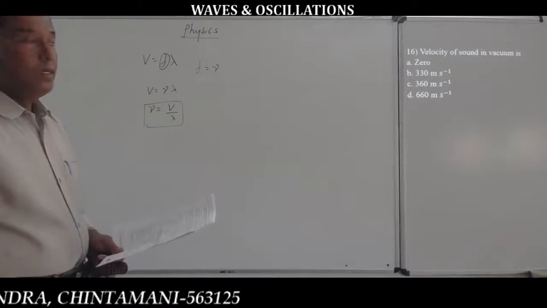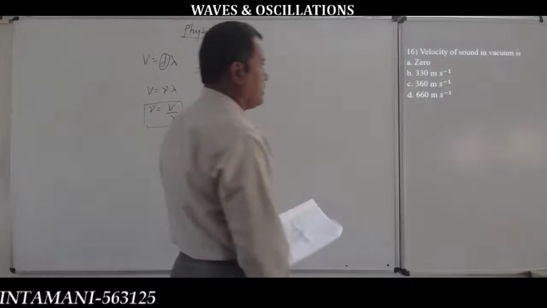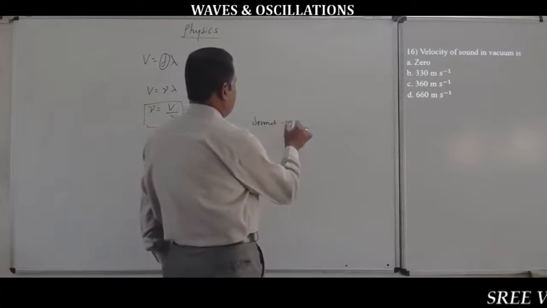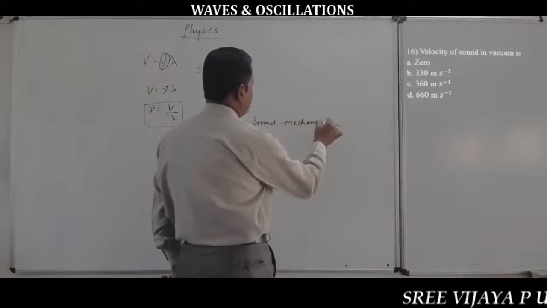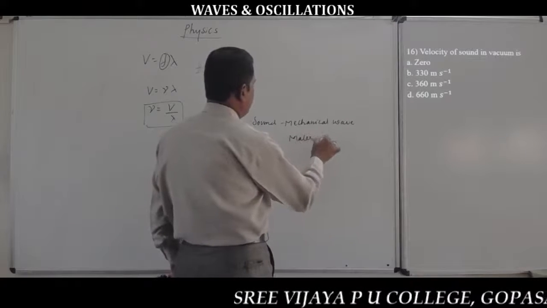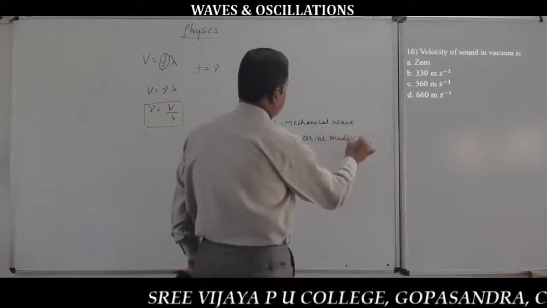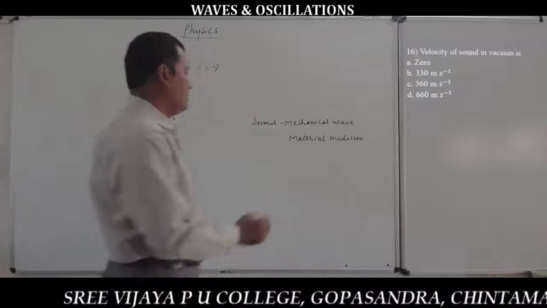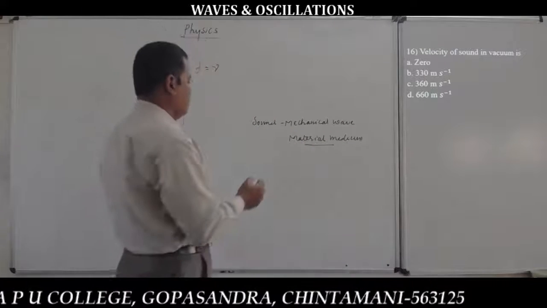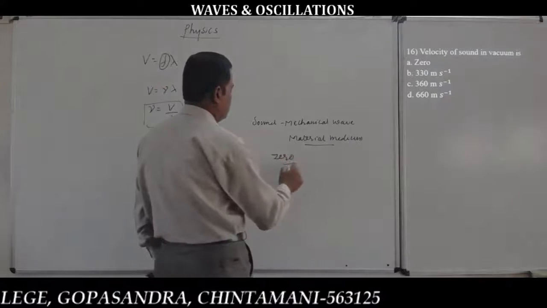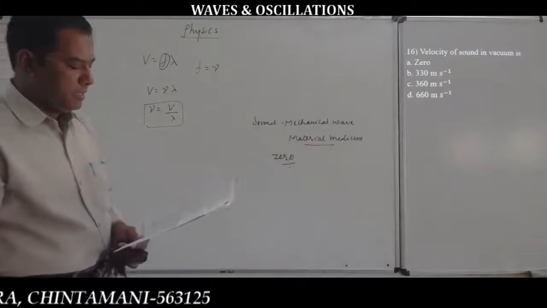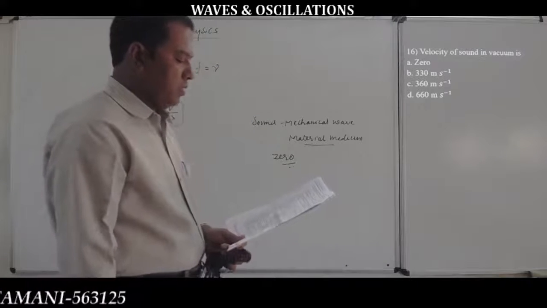Question number 16. Velocity of sound in vacuum is. Sound is a mechanical wave, so it requires a material medium for its propagation. So since it requires a material medium for propagation, sound cannot propagate through vacuum. So therefore velocity will be equal to 0. So therefore A is the correct option for question number 16. That is, velocity of sound in vacuum is 0.